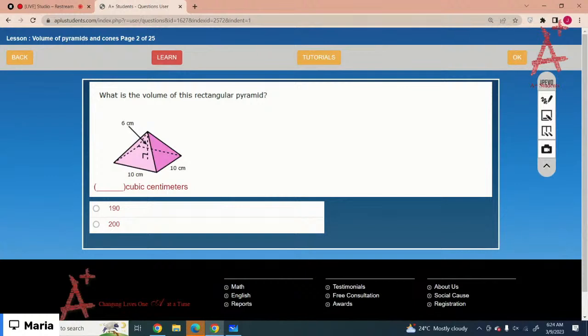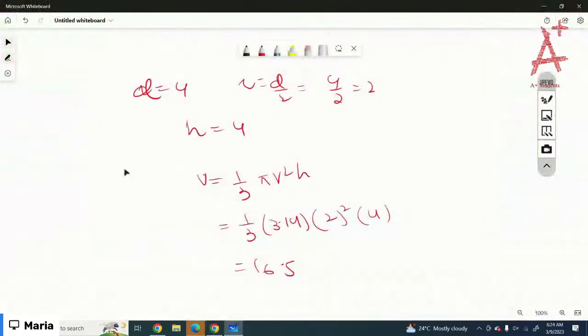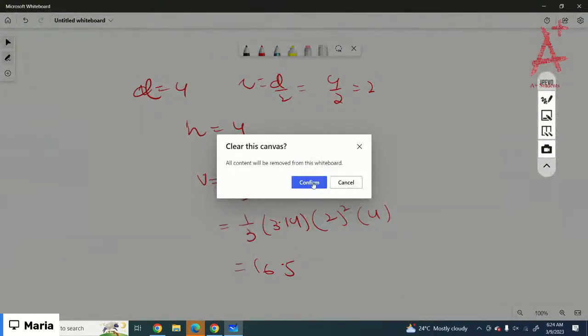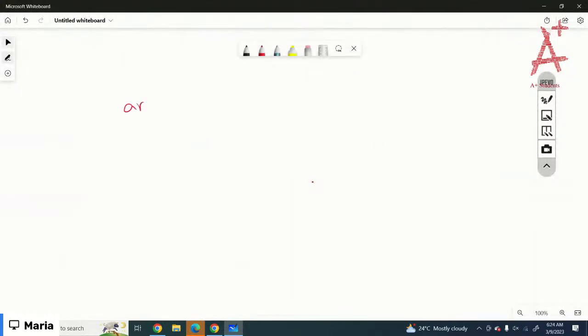Okay, the next one is what is the volume of the rectangular pyramid. Now you have to calculate the volume of the rectangular pyramid. So first of all, we have to calculate the area of the base. The base has the dimensions 10 and 10. So the area of the base is 10 times 10. That means the area of the base is 100.